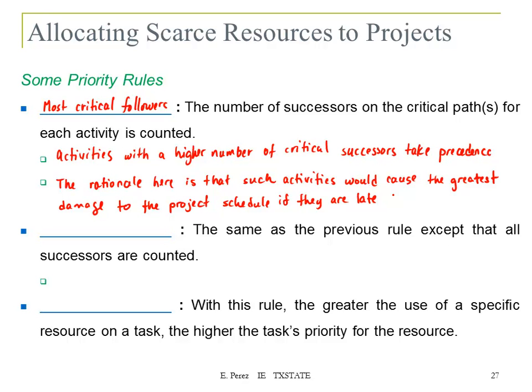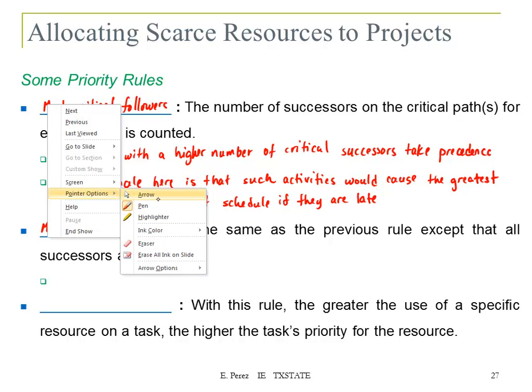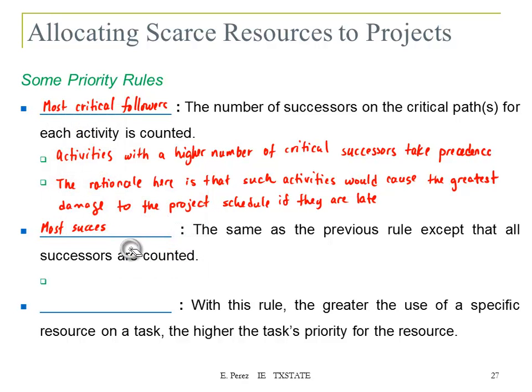Then we have the most successors, which is basically the same as the previous rule, except that all successors are counted. And this rule basically follows the same ideas as the preceding rule.